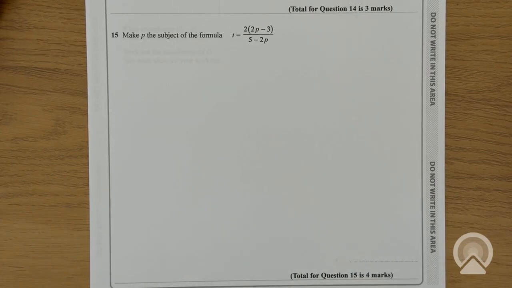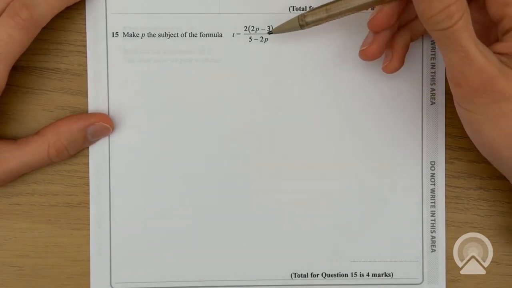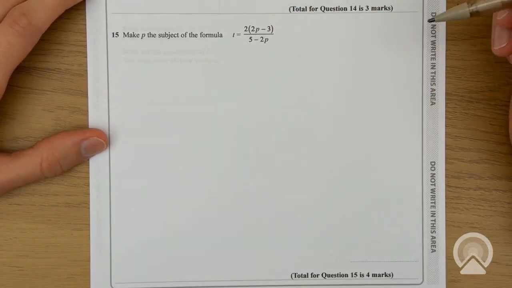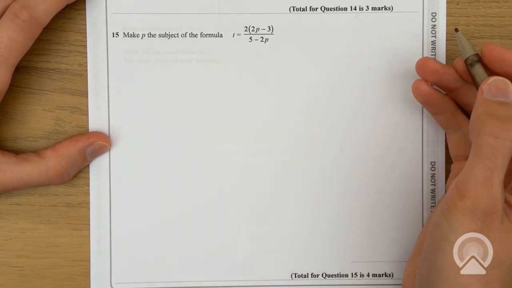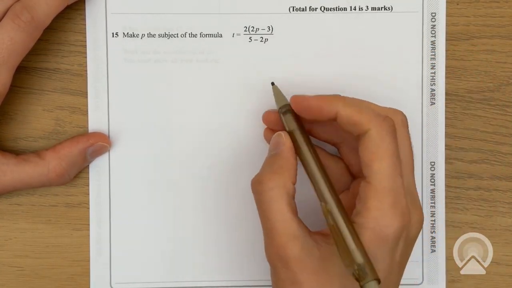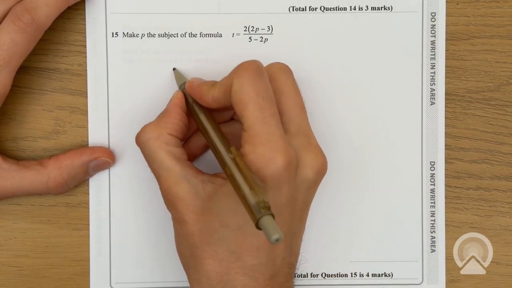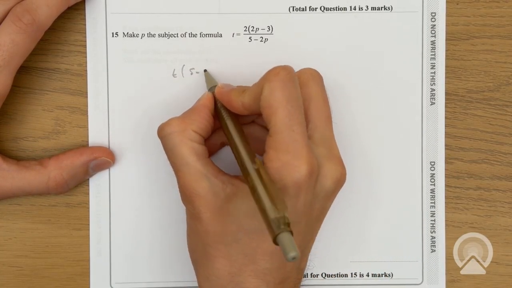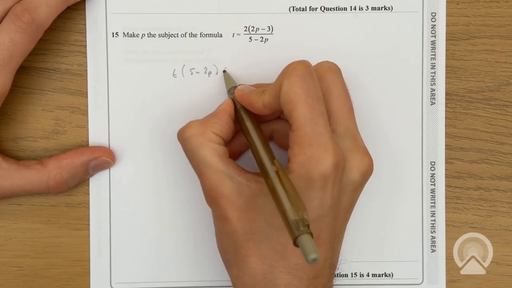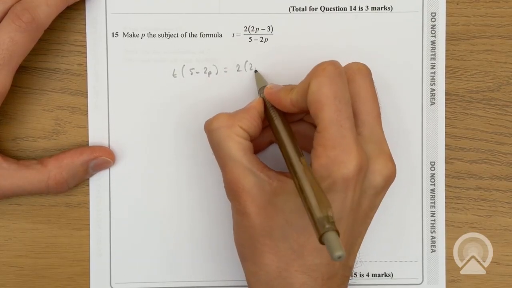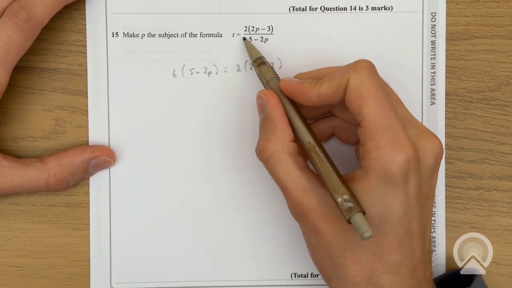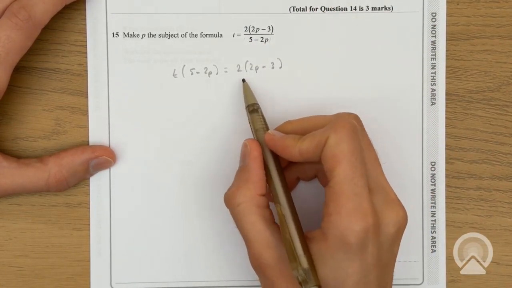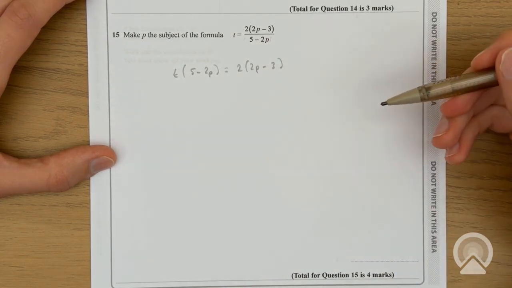Question 15. Make P the subject of the formula here. So the first thing we want to do is we want to get rid of this fraction. And usually when you're rearranging expressions, you want to get rid of the fraction. So if we write this as T, 5 minus 2P equals 2P minus 3. We've multiplied both sides by 5 minus 2P, and we now have this. What do you think the next step would be?